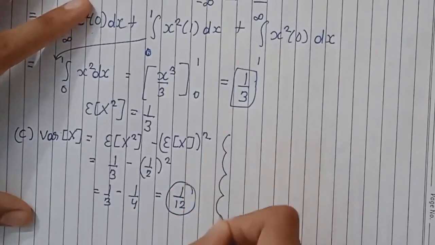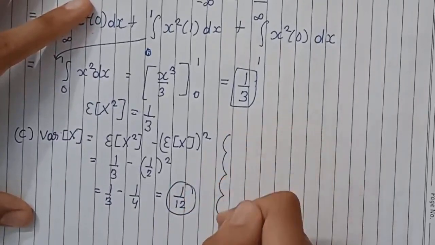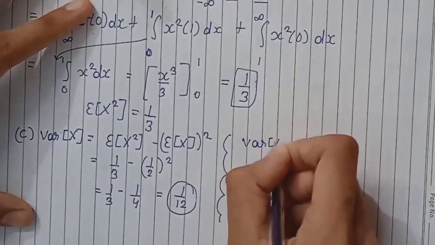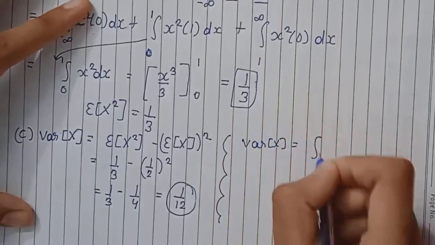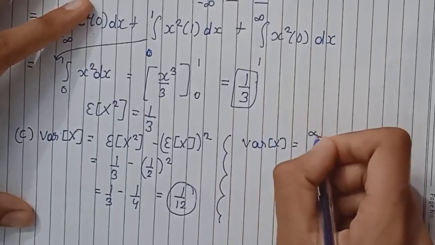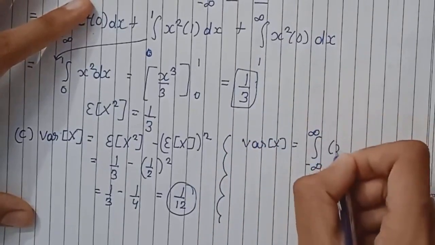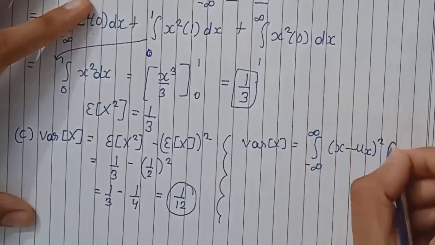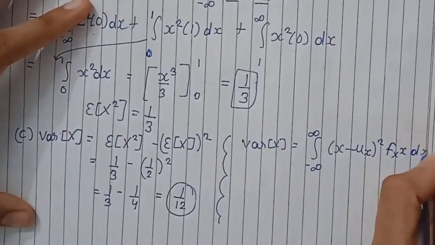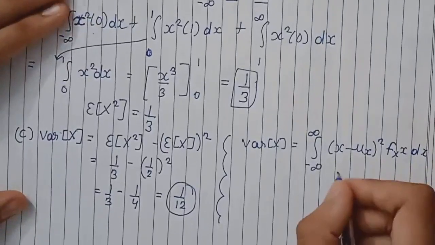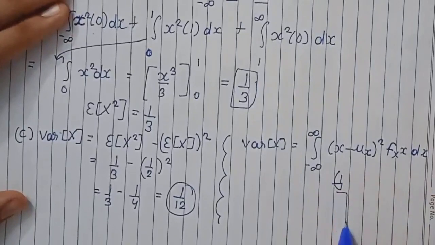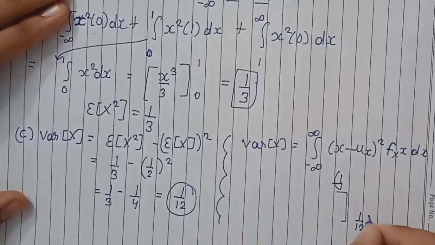Now to check this, you can also use another formula to calculate this, which is equal to integration from minus infinity to infinity of x minus mu x whole square into PDF values. Using this formula, we will arrive at the same answer. You can check this yourself to get the same result, which will come out to be 1 by 12.